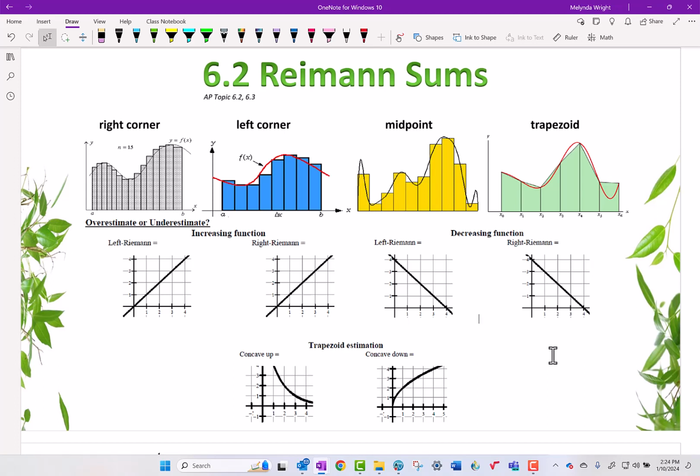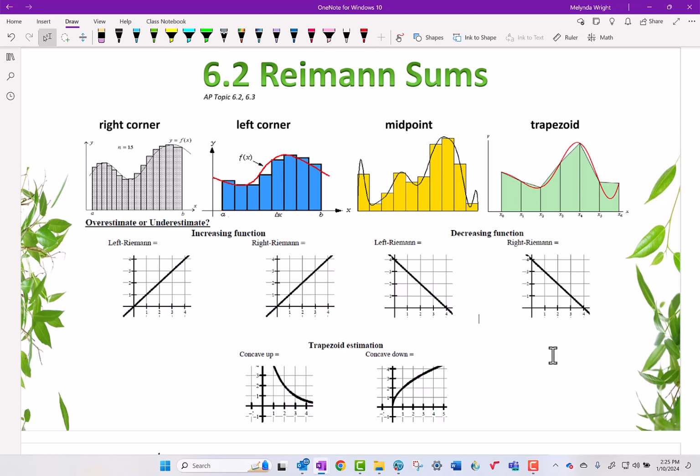With integration, unfortunately, it's not always possible to integrate everything. We can take derivatives of anything, but it's not always possible to integrate things. So we have to have some techniques that we can use to approximate area under the curve. And this is one of them. These are called Riemann sums.